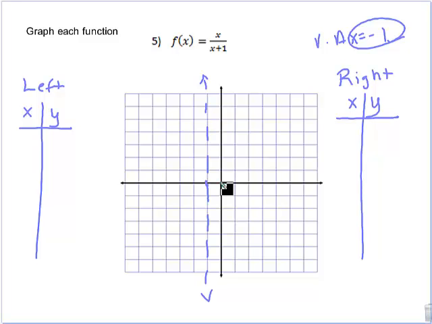Now, if you're not good at fractions, that's fine. You can pick decimals. I'm going to pick fractions. A fraction that's close to negative 1, but still on the right-hand side, would be like negative 3/4. And then a little bit further away would be like negative 1/2.